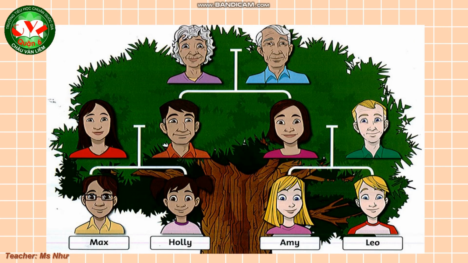Look at the picture on the screen. We call this a family tree. This is Max, Holly, Amy, and Leo's family. As we can see, we have grandma and grandpa, Max and Holly's mom and dad, and Amy and Leo's mom and dad.